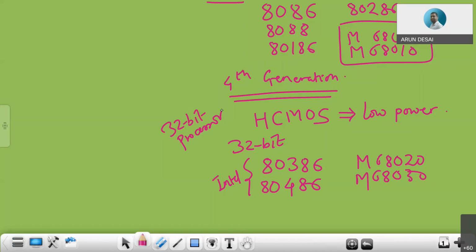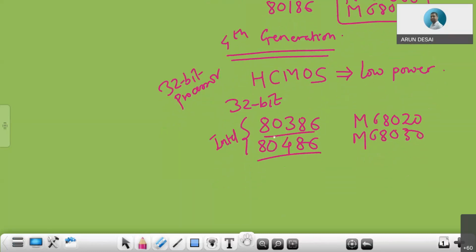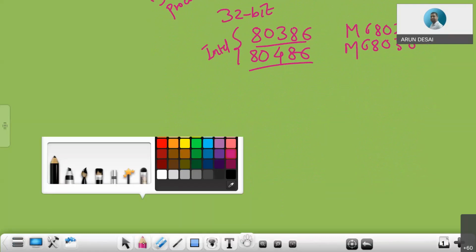Obviously, physical memory space is larger, or it addresses larger memory space than the previous generation. You can have virtual memory space which is added over there in fourth generation, right? It basically addresses more memory, so addressing modes are added over there in fourth generation, right? So 80386 and 80486 processors are there in fourth generation with 32-bit processing capacity.